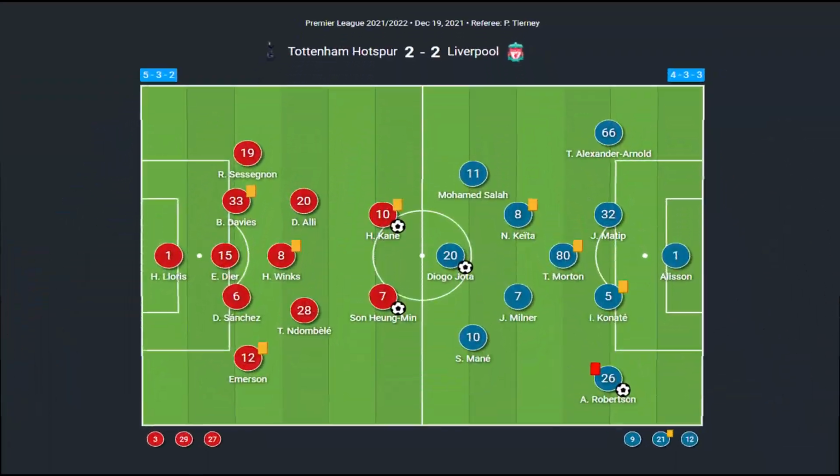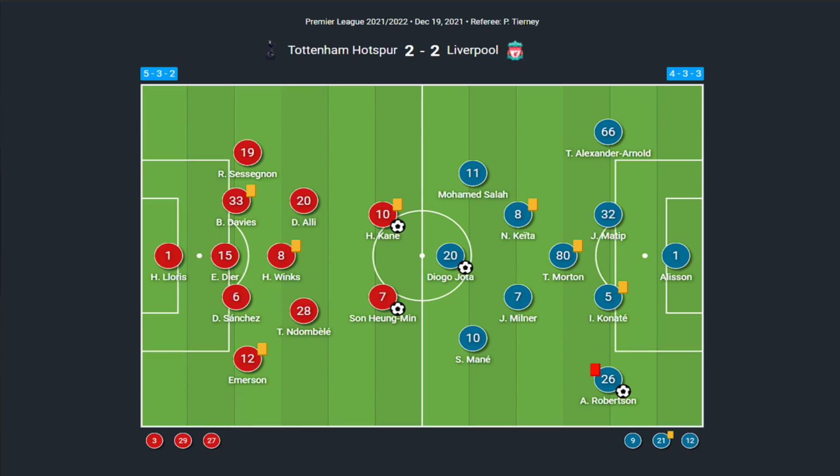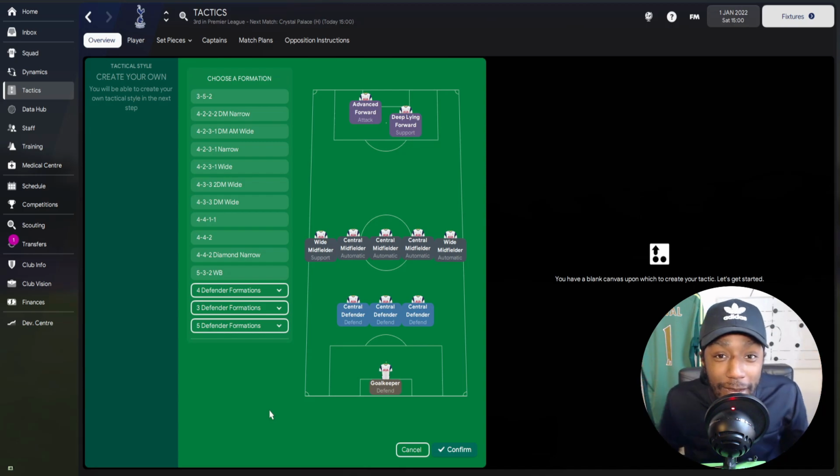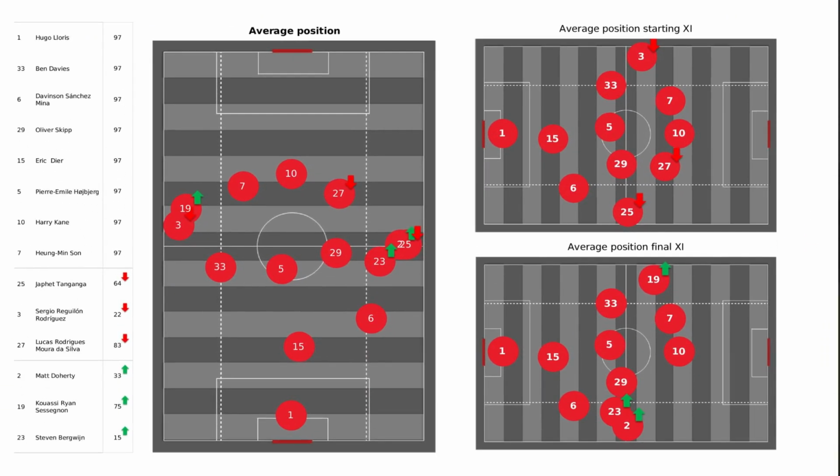In their most recent game, at the time of writing this, they came up against an in-form Liverpool side, which saw Conte switch formation to a counter-attacking 5-3-2 operating in a mid to low block, which proved to be somewhat successful, getting a 2-2 draw. And by using the average position map, which will be on the screen right now as well, we're going to try and recreate that shape.